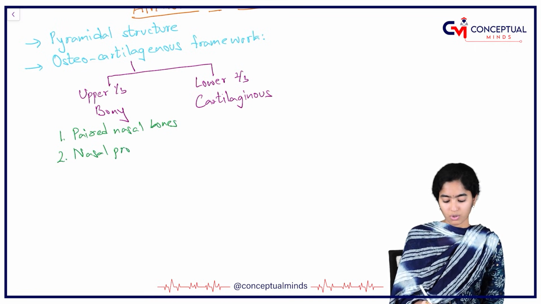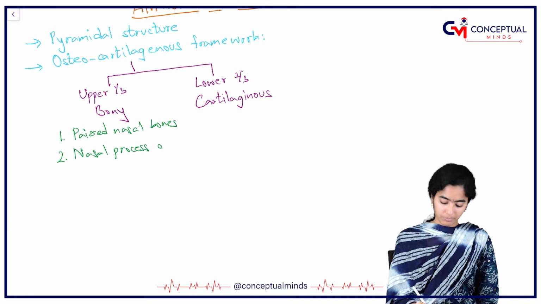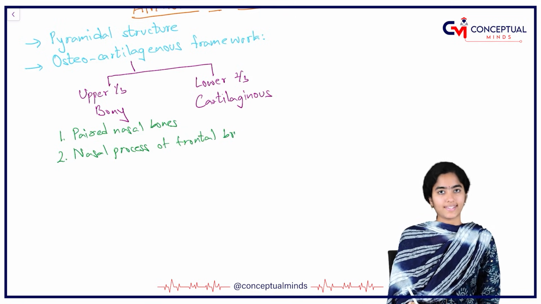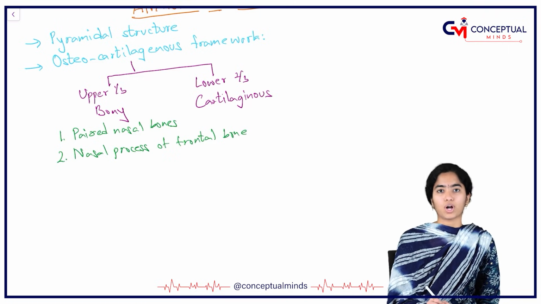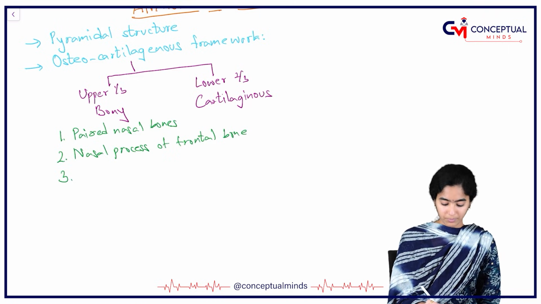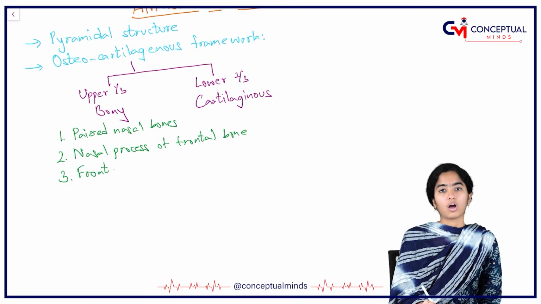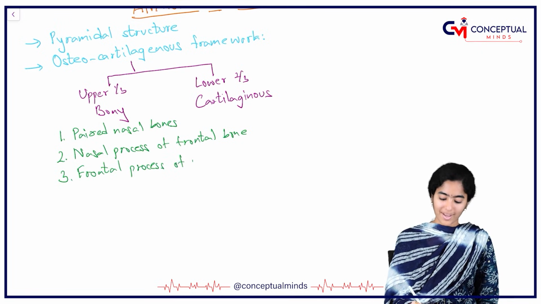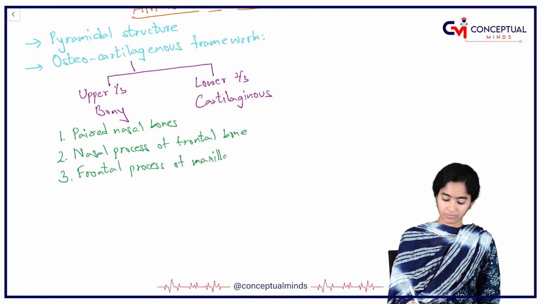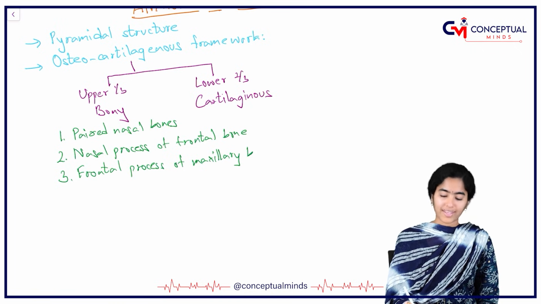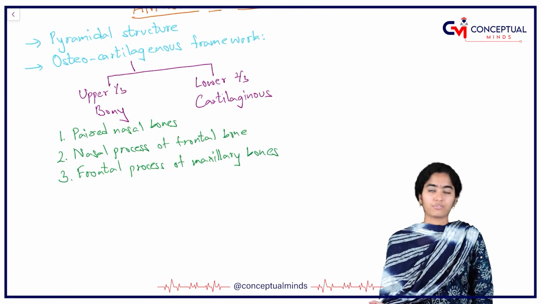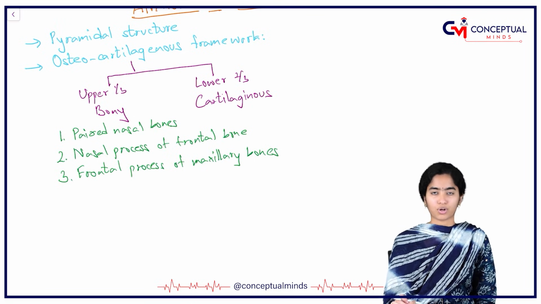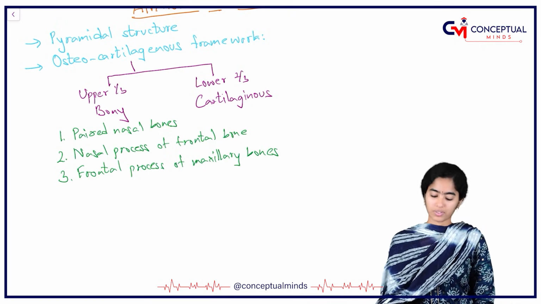Nasal process of frontal bone. And the two nasal bones on either side are supported by the frontal process of maxillary bone. On either side there is the frontal process of maxillary bone. So all in all, we have three bones: the nasal bone, frontal bone and maxillary bone, one on each side. The nasal process of frontal bone is not paired, it is a single structure in the midline.